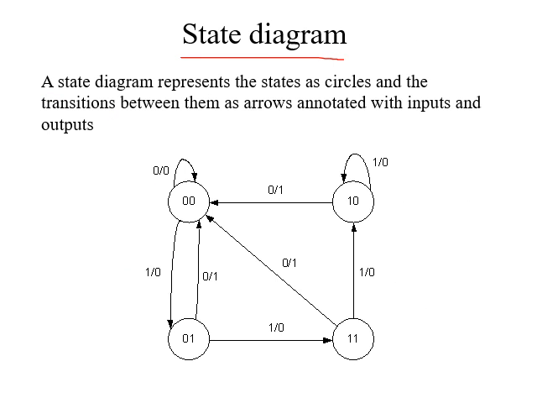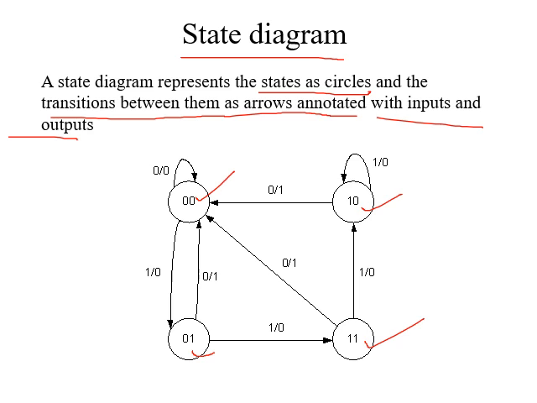Let us now see how we represent the state diagram. So the state diagram represents the states as circles. So in this particular example, we have 4 states. So all these circles are representing the states. So there are 4 states, that is 00, 10, 11 and 01. And the transitions between the states are denoted by arrows and they are annotated with inputs and outputs. How? Like suppose if we consider this arrow. So it is having 0/1. So 0 is denoting the input here and 1 is denoting the output here. So these are the transitions which are denoted by the arrows.